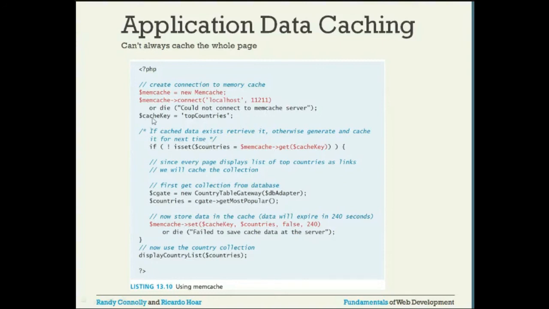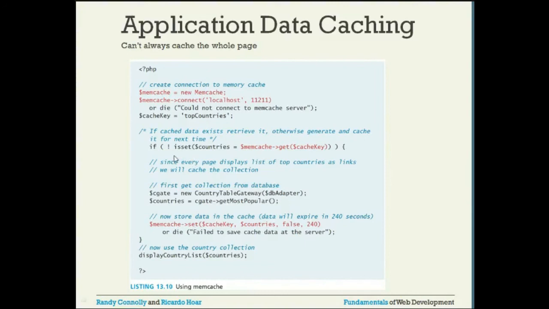Then $cache key is equal to top countries. So we have a key called top countries. Here we are going to check if cache data exists, retrieve it, otherwise generate and cache it for the next time. So we're going to check whether this particular data exists in the cache or not. If it does not exist, it is going to be cached because it is going to be used frequently. So we are going to cache this particular application data.